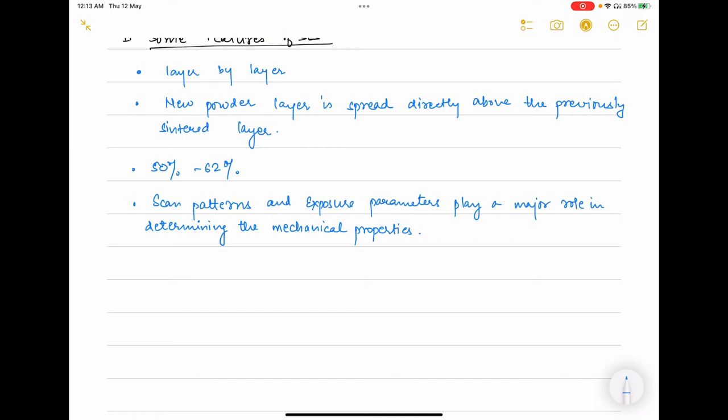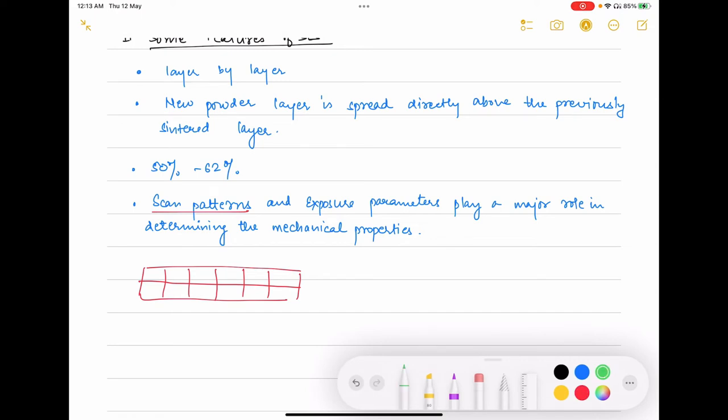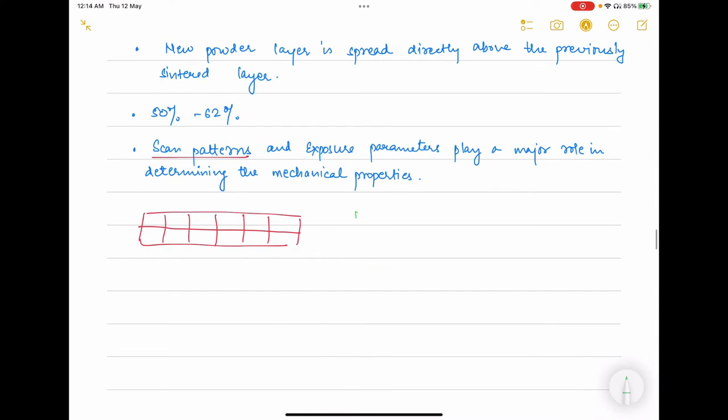These scan patterns are about how the layers are scanned using a laser. A scan strategy can be that your object is divided into small squares. So, this is your object and it is divided into small squares. And then scanning each square with short tracks is highly beneficial as it eliminates the possibility of accumulation of residual stresses in a particular direction. So, random scanning is often utilized so that there is no preferential direction.